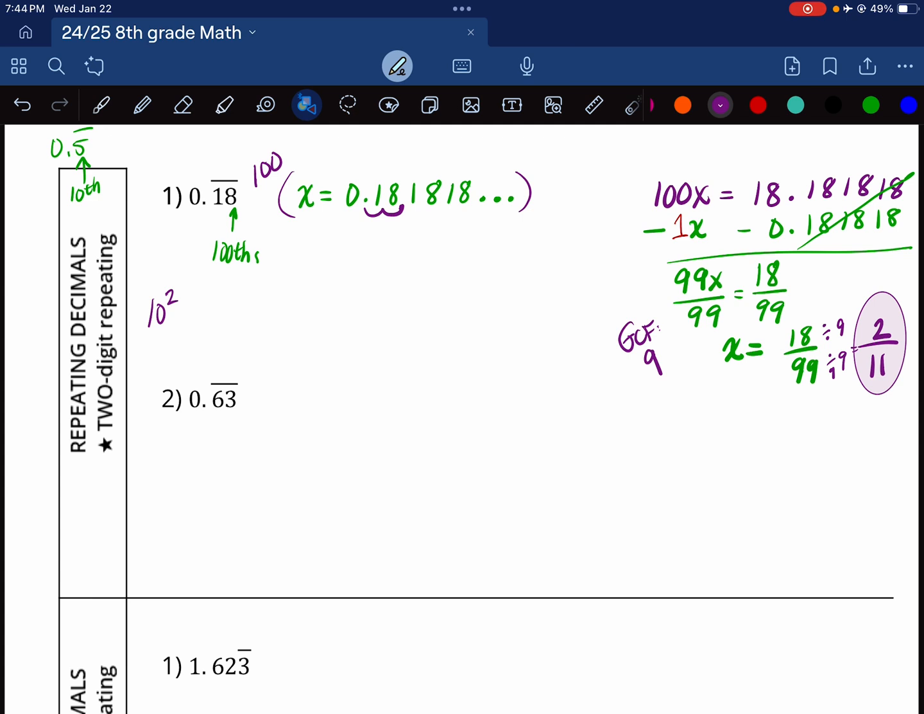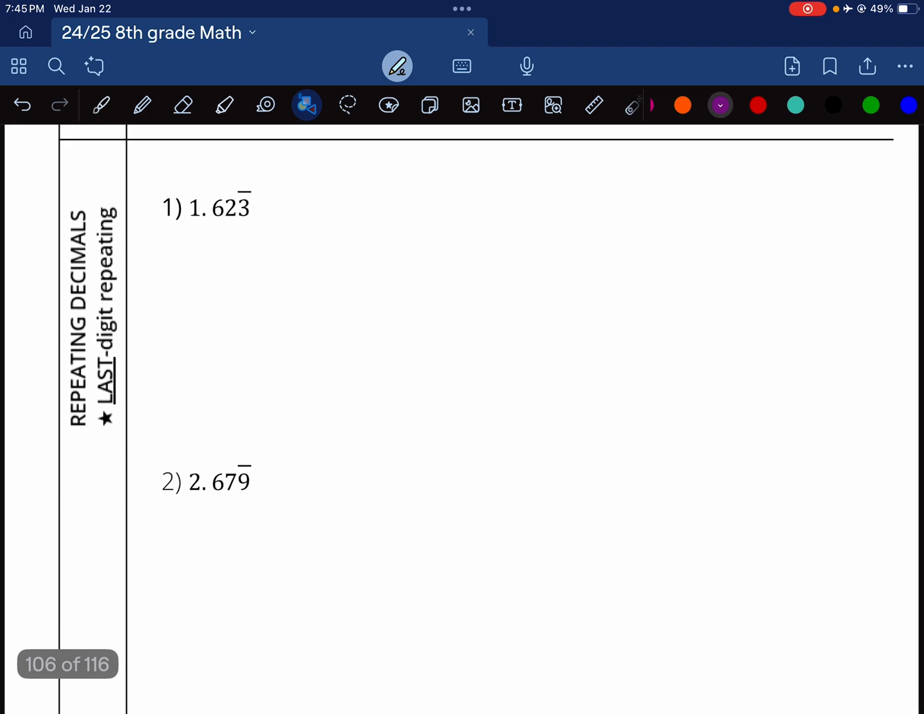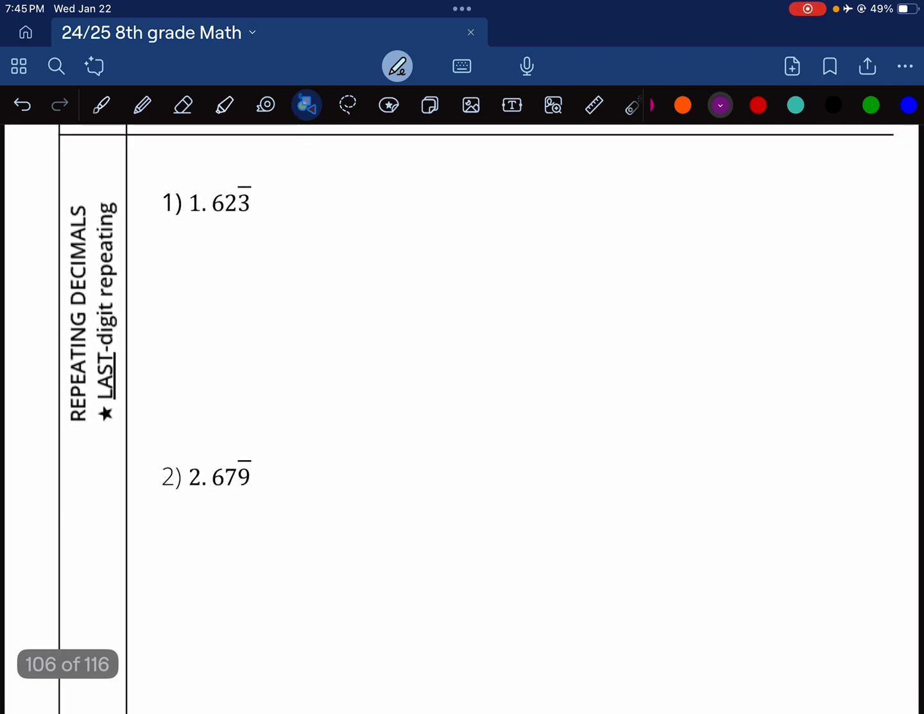So we can rewrite this and say 0.18 repeating equals 2 elevenths. So go ahead, and I want you to do number 2 on your own. Okay, so we're just going to go ahead and skip on and go to the next one. You can find out the answer after you've checked with your neighbor to see if you've done it properly together. Okay, so what do we notice here?